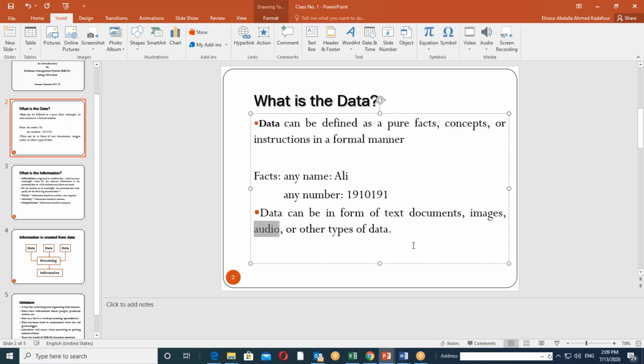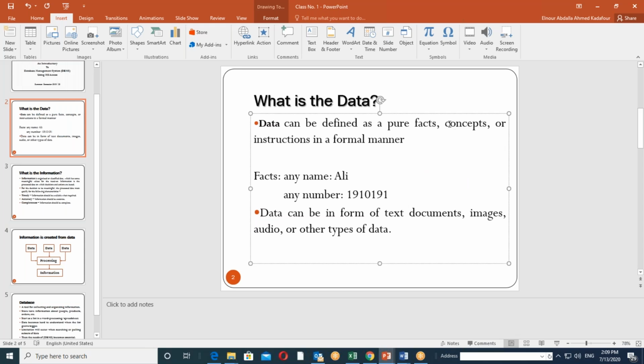Data is defined as pure facts, or a concept, or an instruction. This is the definition of data. A fact, like a name or a number, could not give me a clear idea by itself. If I said Ali, who's Ali? If I'm saying this number, what does it mean? What does it represent? We cannot guess.